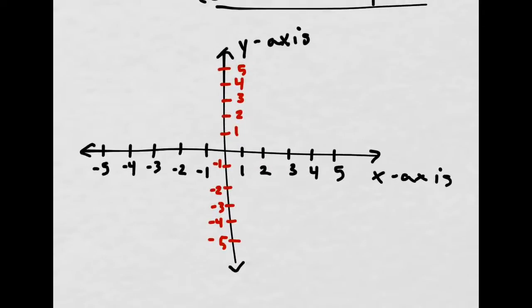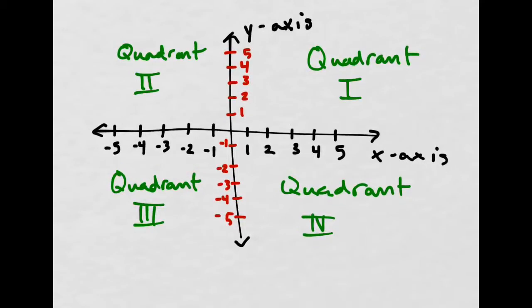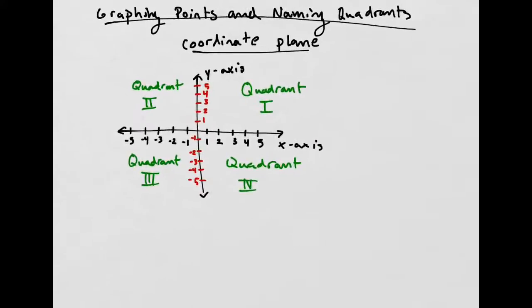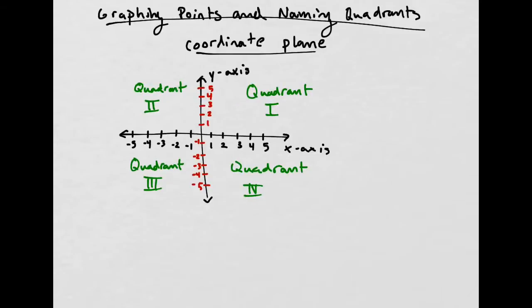And the quadrants are just the four spaces here. This is the first quadrant, this is the second quadrant, this is the third quadrant, and this is the fourth quadrant. There you go. Quadrant 1, quadrant 2, quadrant 3, quadrant 4. They call them quadrants. Quad means 4, and there are 4 quadrants. Yeah, and those are all the pieces.